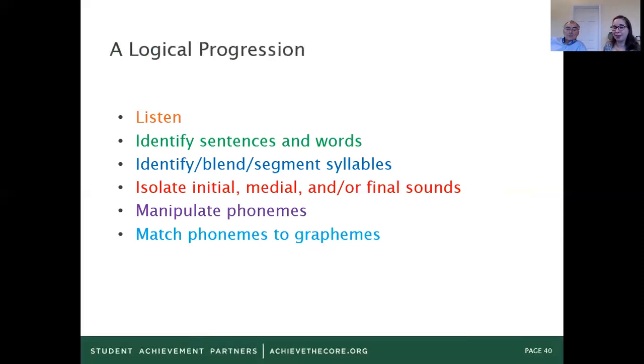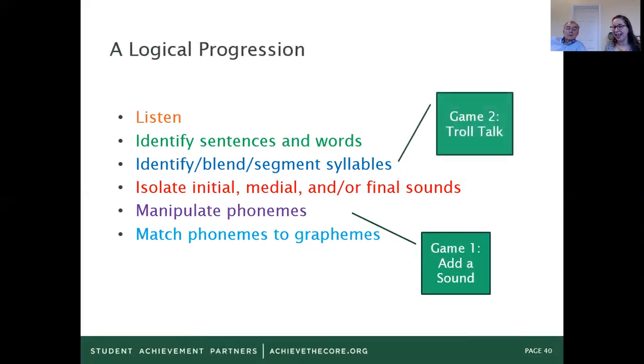As you're thinking about the games you just played, you should be able to identify the skills that the games were targeting. So hopefully you've done that in your head right now. Game number 1, which was add a sound, was really targeting isolating and manipulating the phonemes. And troll talk, which kids love, is identifying and blending syllables. And keep in mind, you can repurpose troll talk later to be the sounds of words to move towards phonemes. But those are just a couple of examples of making this engaging and purposeful in terms of learning.